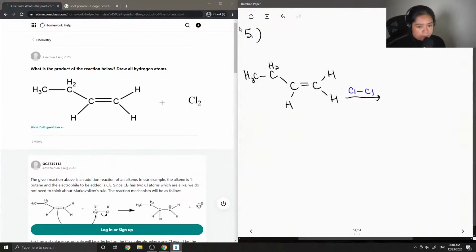Okay, so I'm going to draw out a mechanism that may occur. So this double bond will come and attack one of the chlorines, kicking off the second one. And we have an intermediate.